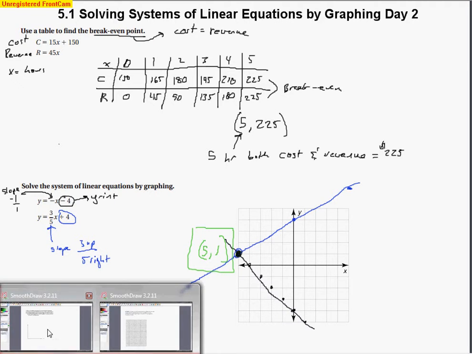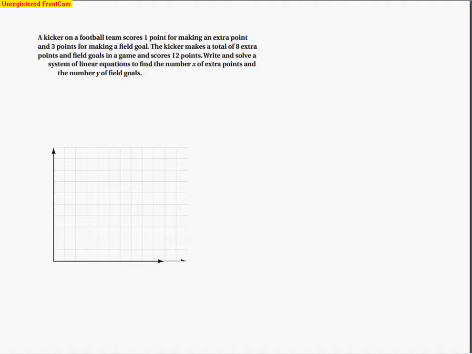So let's move on to the next problem here. It says a kicker on a football team scores 1 point for making an extra point, 3 points for making a field goal. The kicker makes a total of 8 extra points and field goals combined, and scores 12 points. Write and solve a linear equation to find the number x of extra points and y of field goals. And so we've got two equations.